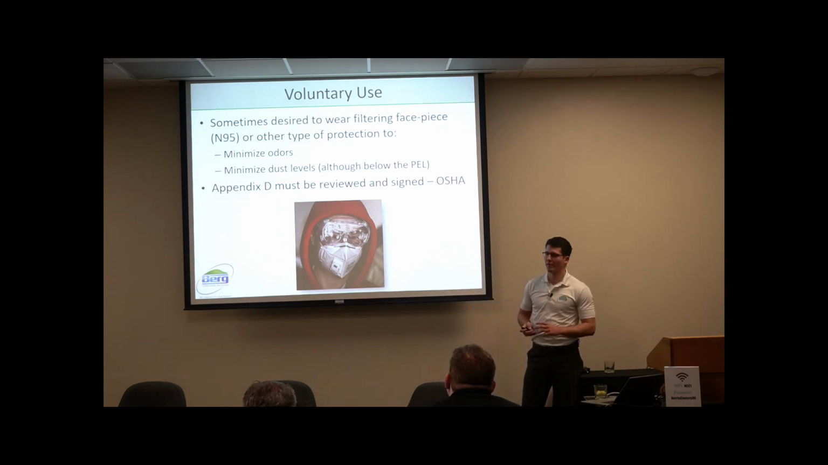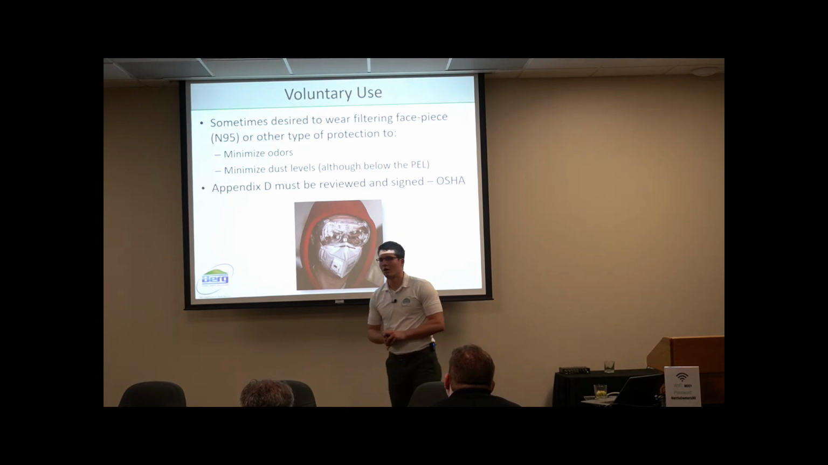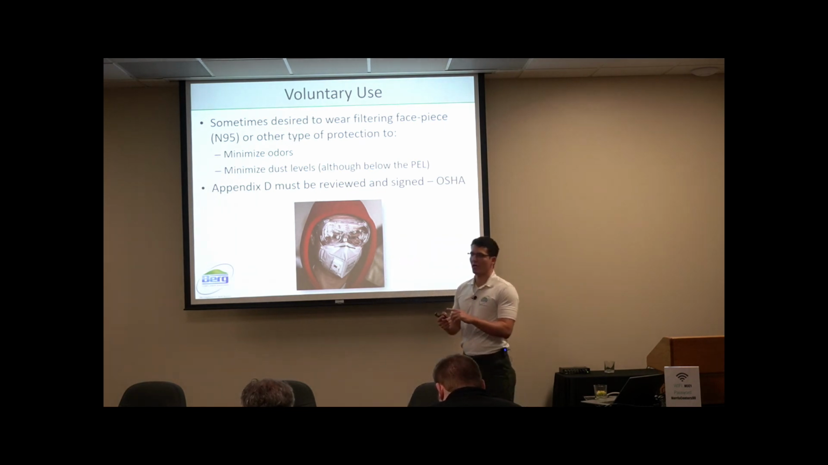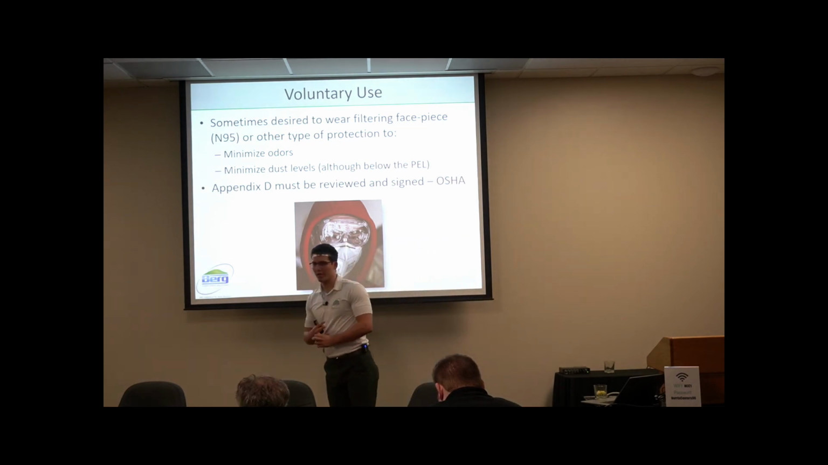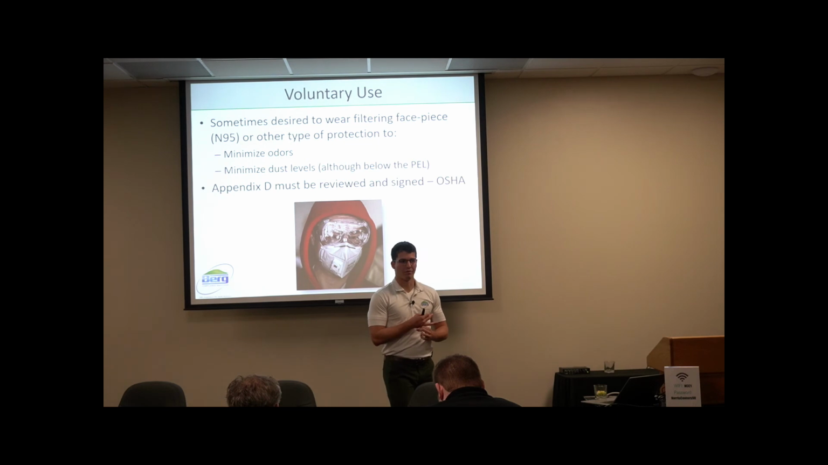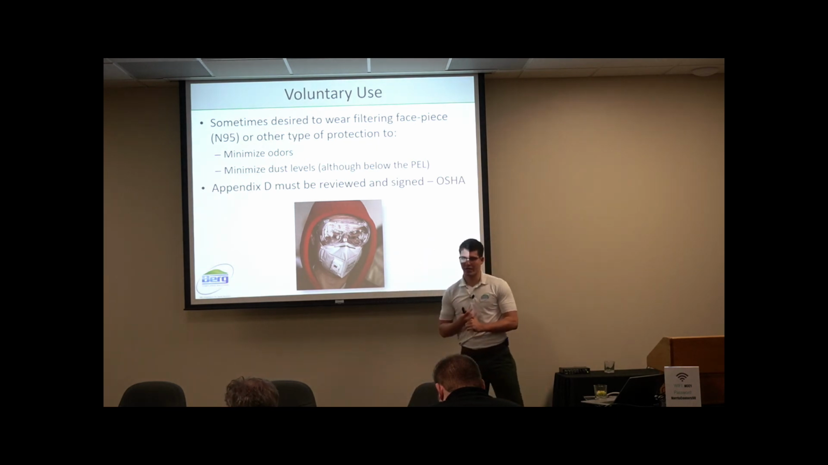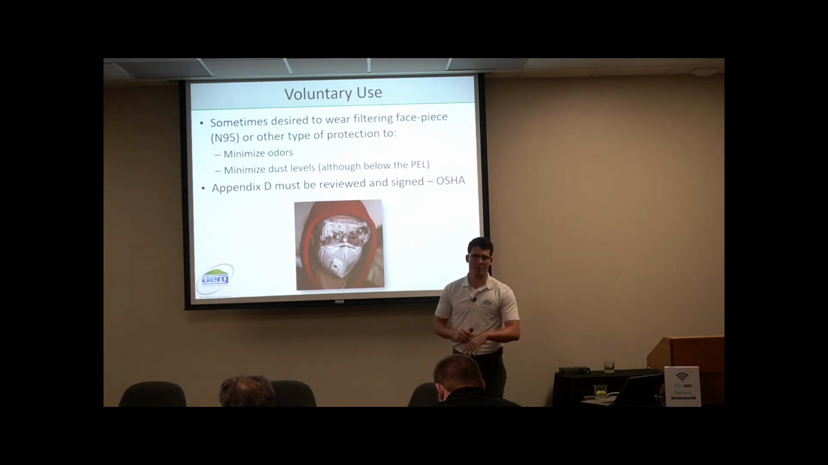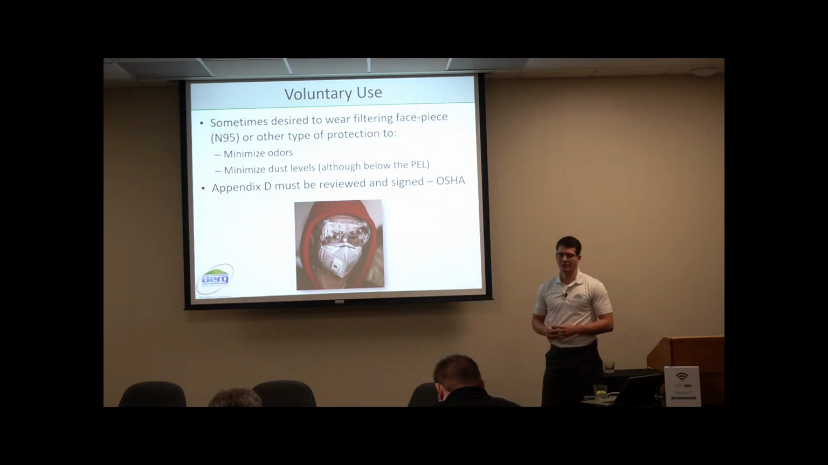In that case, you want to make sure that you give them what's called the Appendix D, the voluntary use form, where they basically sign off saying that they're going to use it properly, wear it properly, use it as per manufacturer recommendations, and they understand that it's not required, and that they're not going to take it into IDLH environments, right? Things like that. It's very basic. It's a one-page thing that they need to review and sign off on. But you definitely want to let them know of that.